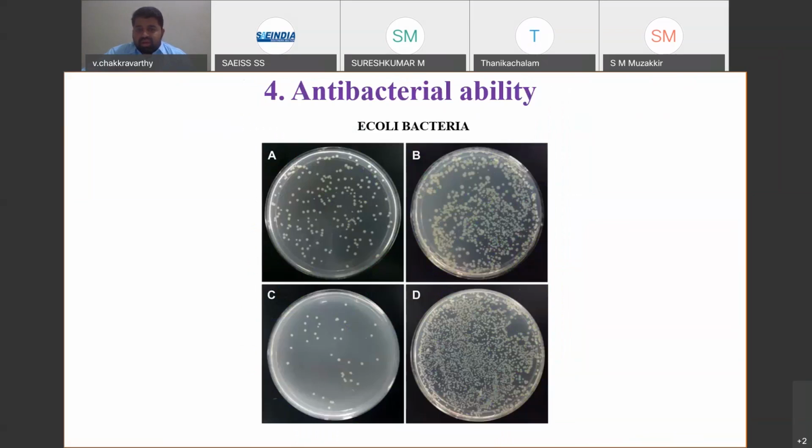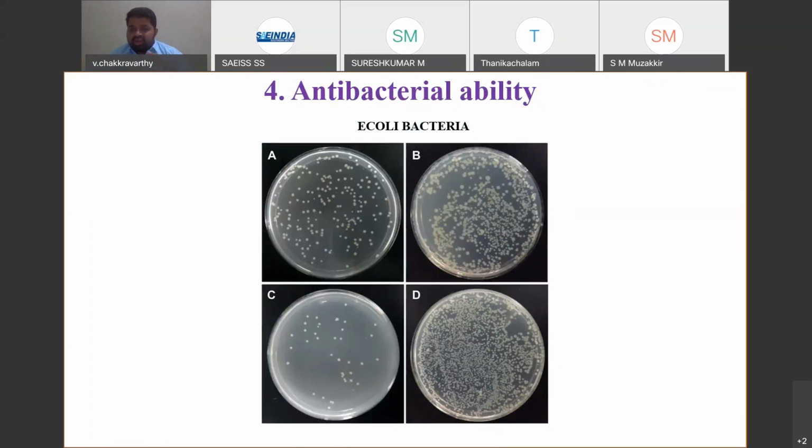Then the next one is the antibacterial ability. Biocompatibility is a different segment, and antibacterial ability is another phenomenon. Your material can be biocompatible, but we cannot assure that a biocompatible material is antibacterial in nature. It could be antibacterial, or it may not be. That we could determine only by an antibacterial ability test.